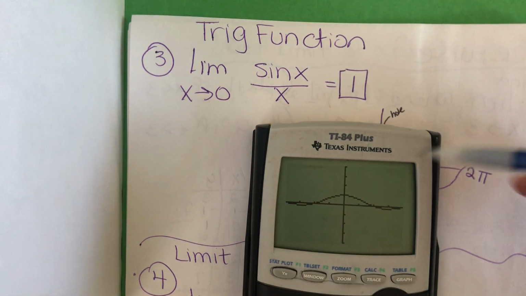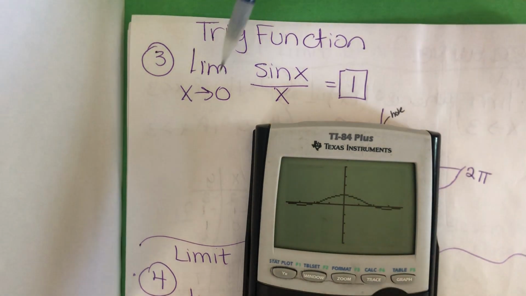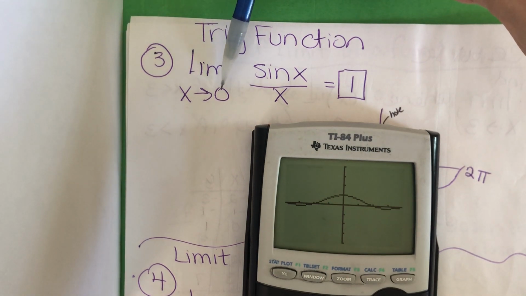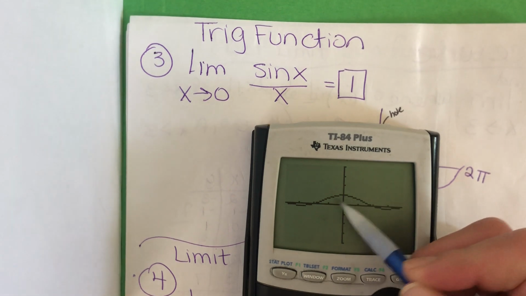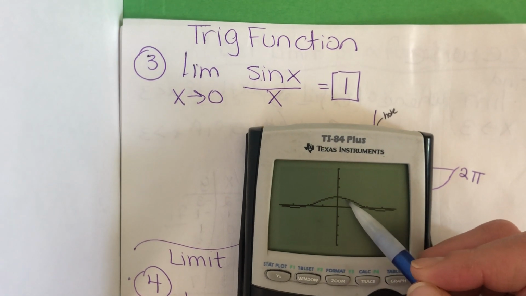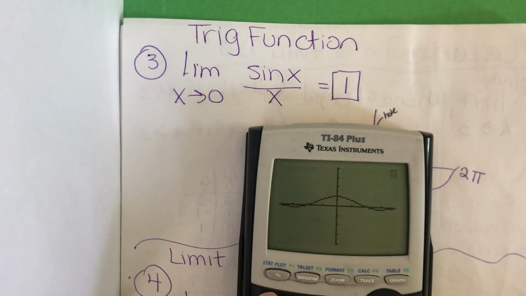Now, it doesn't matter that the graph doesn't exist at 0. We just want to know, as the graph gets close to 0, what number does it approach? And you can kind of tell. It looks like it's getting close to 1 from both sides, but never assume. Always look at your table.